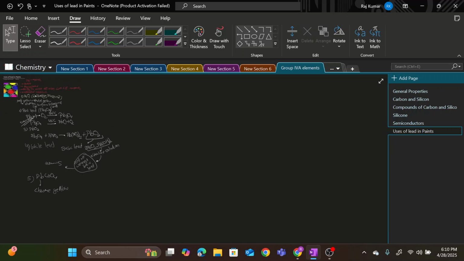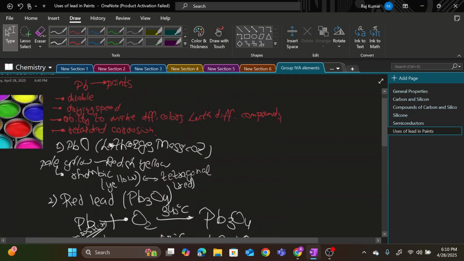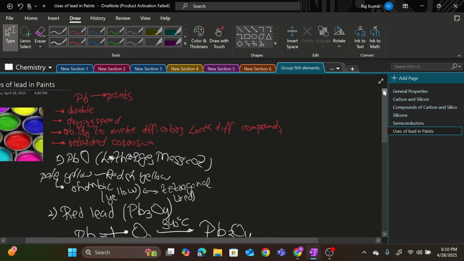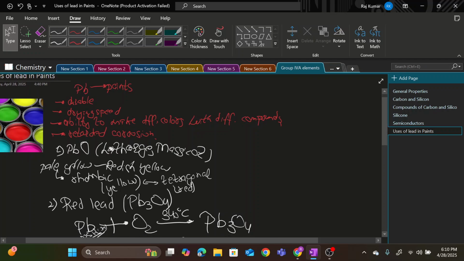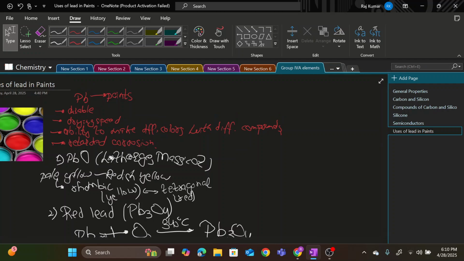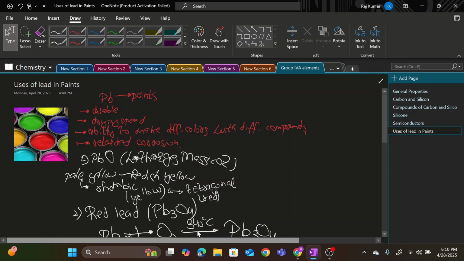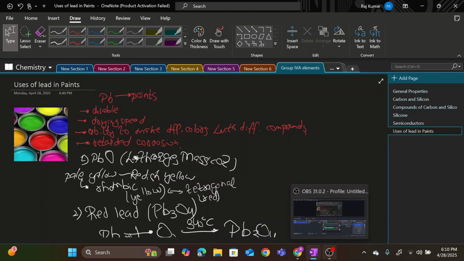But nowadays these pigments are not being used because of environmental problems, as they cause harm to the environment. Lead is also toxic, which can be harmful for people, due to which lead paints are mostly avoided in today's era.